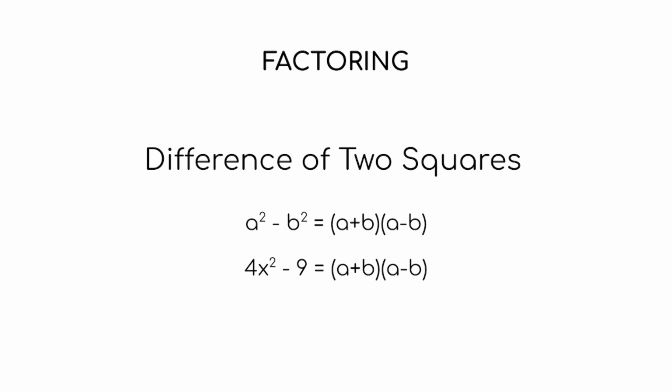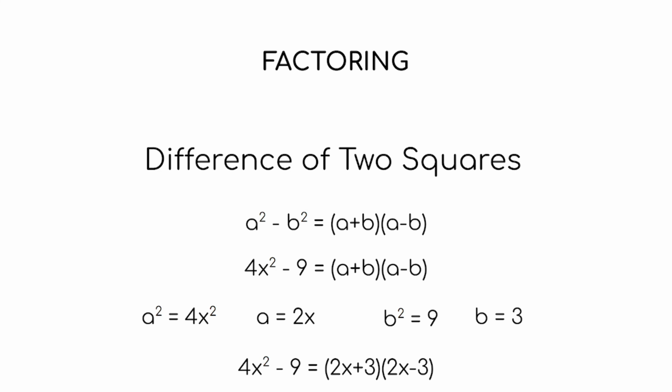Now first, let's find out what our a is. We know that a squared is equal to 4x squared, and if we take the square root of both sides, we get that a is equal to 2x. And then for b, we know that b squared is equal to 9, and if we take the square root of both sides, we get that b is equal to 3. Now we know that 4x squared minus 9 is equal to 2x plus 3 times 2x minus 3.